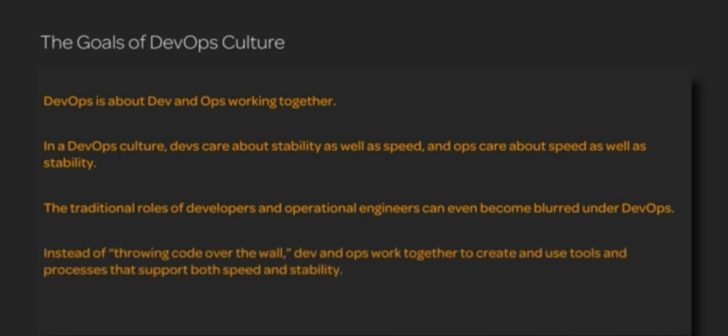In a traditional culture, developers throw code over the wall when it's done and wait for operations to get it deployed. But instead of throwing it over the wall, there is no wall in a DevOps culture. Dev and Ops work together to create and use tools and processes that support both speed and stability. And it's required for developers and operations to work together in order to create and support those tools. DevOps recognizes that development and operations are much more powerful when they're together.